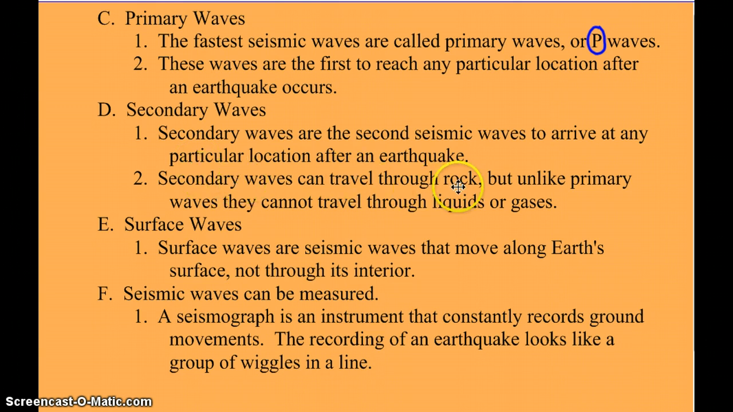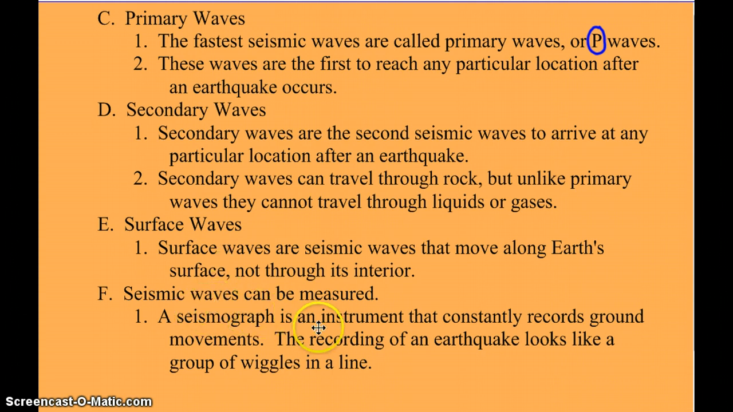Seismic waves can travel through rock, but they can't travel through liquids or gases. Primary waves can, but unlike primary waves, secondary waves cannot travel through liquids and gases. Okay, surface waves. Those are the waves that travel along the surface, obviously, because that's the name of it. They don't travel through the inside of the earth. Now, the surface waves, these are the guys that do a lot of damage because they're the ones causing the ground to move up and down and side to side.